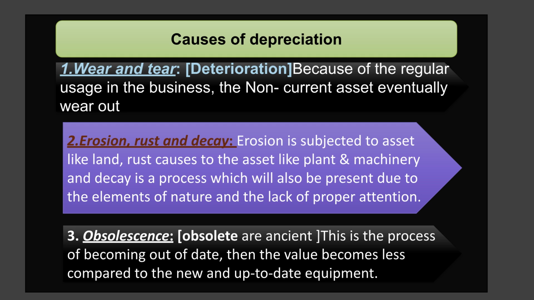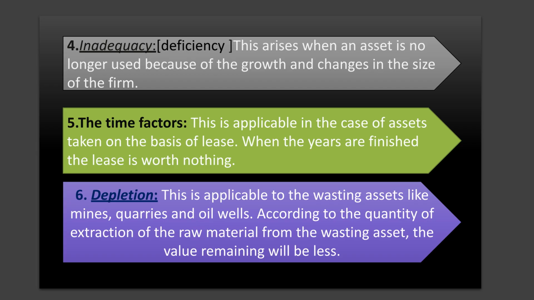The causes of depreciation include wear and tear from regular use. Other causes are erosion, rust, and decay due to natural elements or lack of maintenance, and obsolescence, which is becoming out of date compared to newer equipment. Further causes include inadequacy, when an asset is no longer suitable due to firm growth, time factors applicable to leased assets, and depletion, for wasting assets like mines, based on raw material extraction.